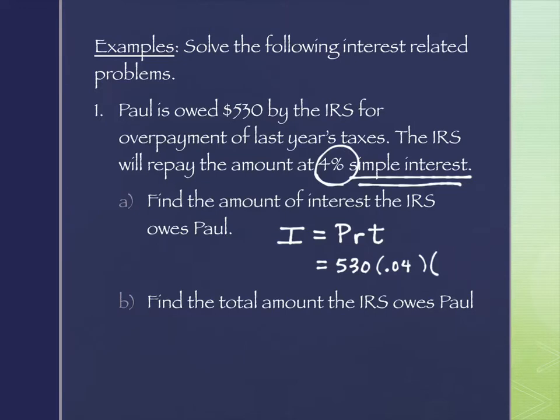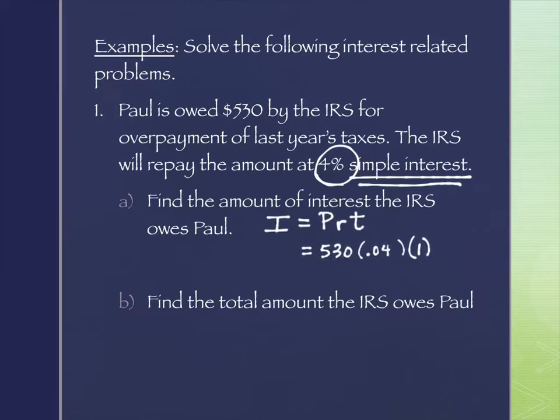And then the time, right? What is the time in this particular problem? A year. It's a year, so we're going to use the number 1. Okay? So go ahead and grab a calculator and multiply 530 times 0.04.